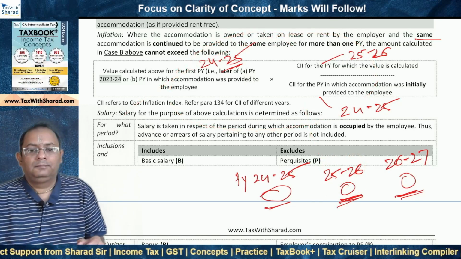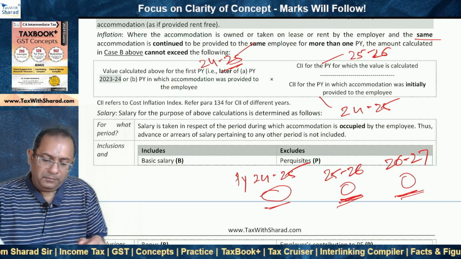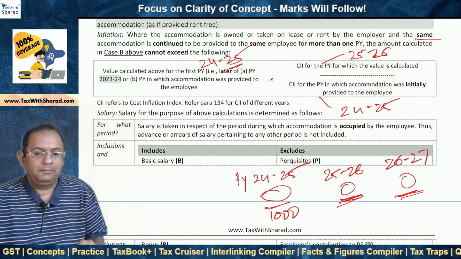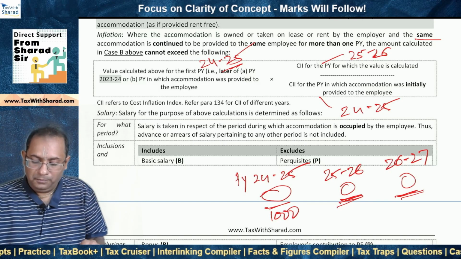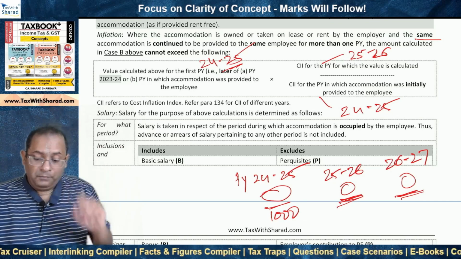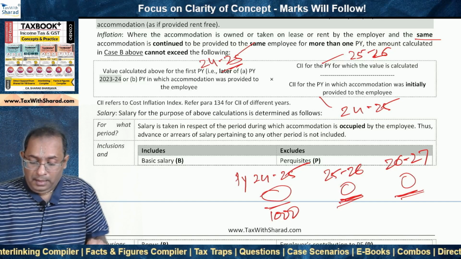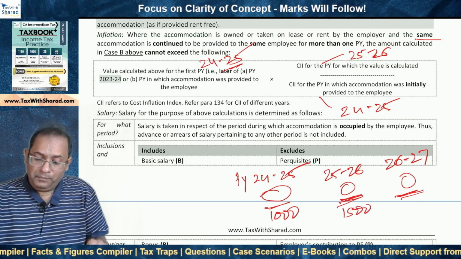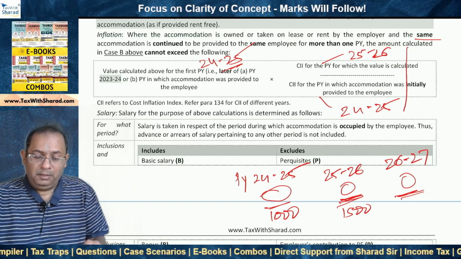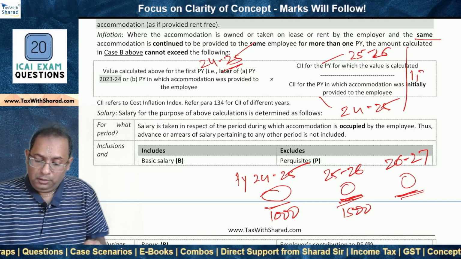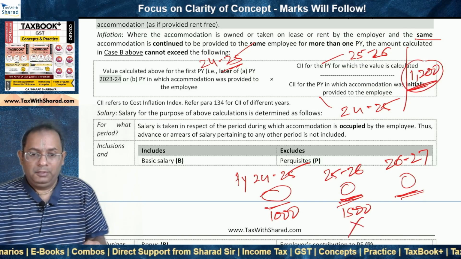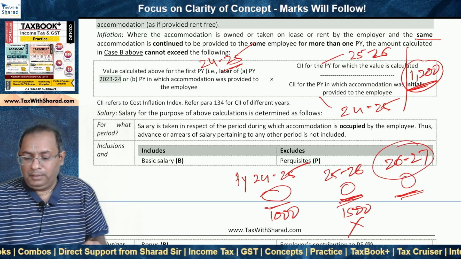For example, if the 24-25 valuation is, say, 1,000 rupees, the value of perquisite on account of accommodation, and in 25-26 we arrive at the value as per the regular computation as, say, 1,500, but as per this particular formula, the inflation adjusted value is, say, 1,200 only. So the value of perquisite that will be taken will be 1,200, not 1,500. And similarly we will do for 26-27.